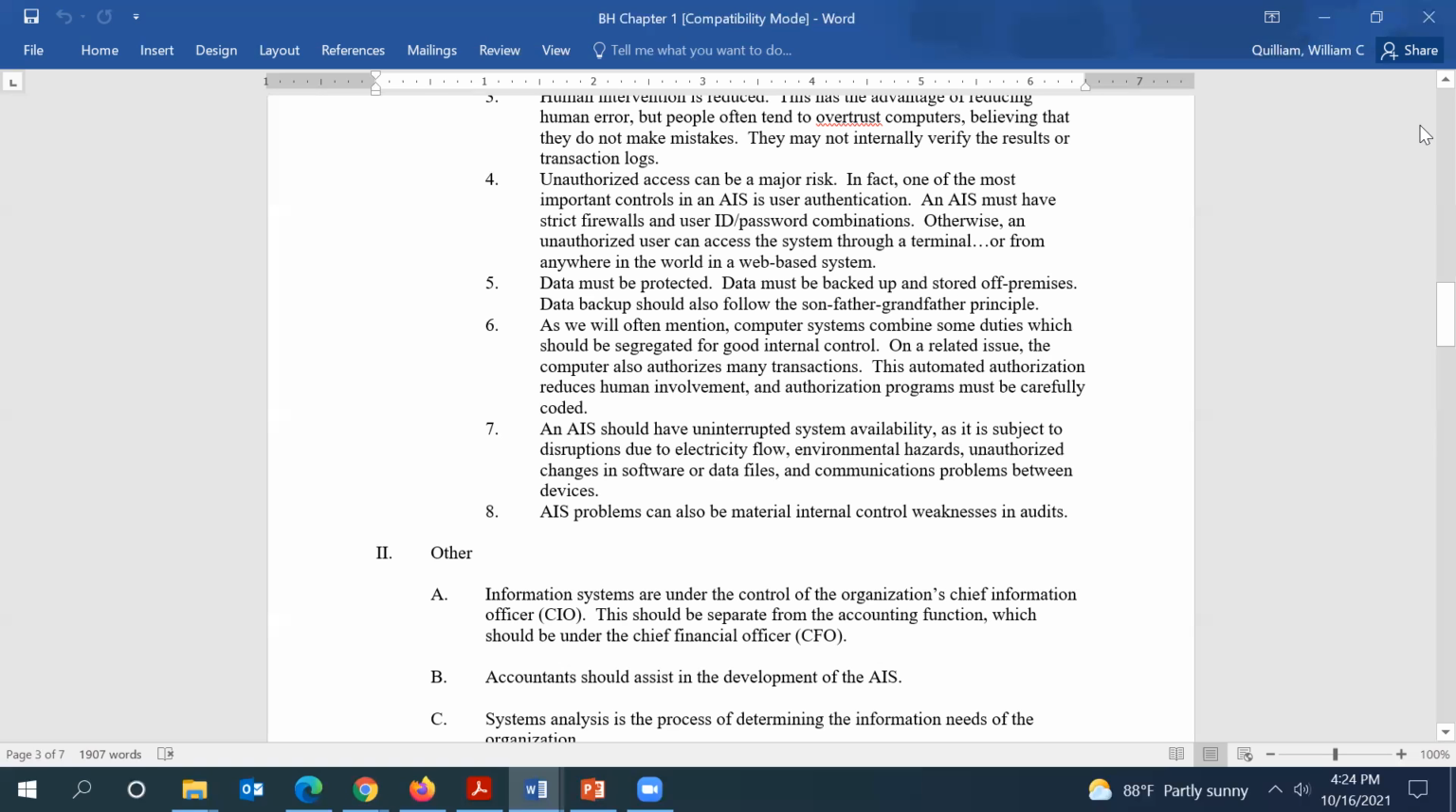And number 8, AIS problems can be material internal control weaknesses in audits. So yes, they can be major problems. They can be reported in 404 reports about internal control. Any questions there so far?